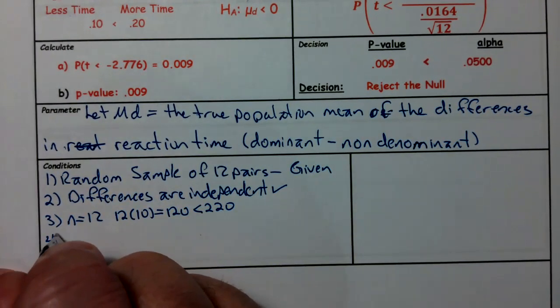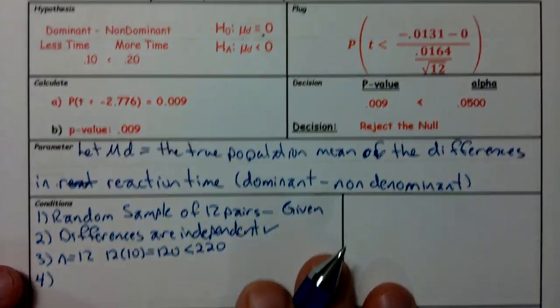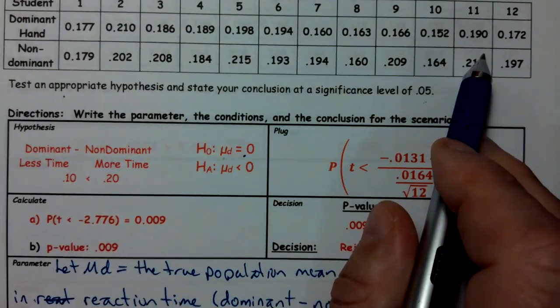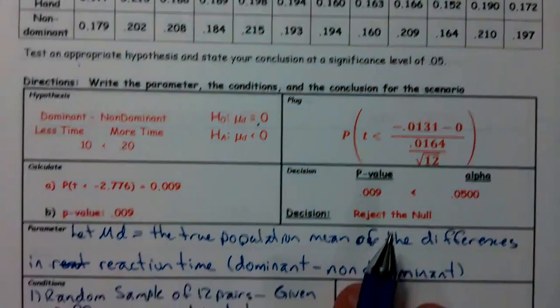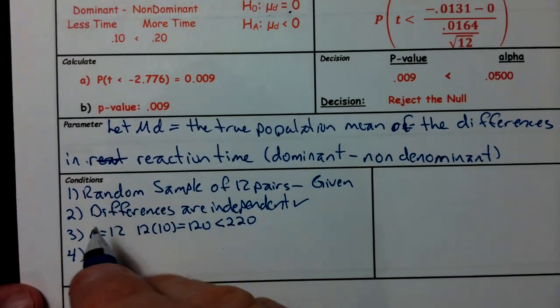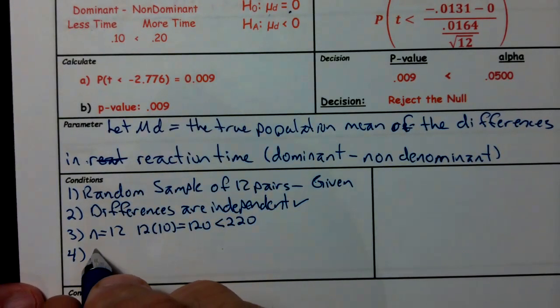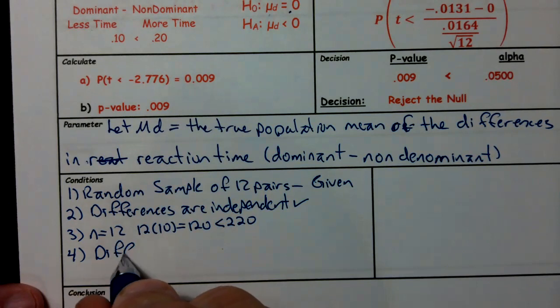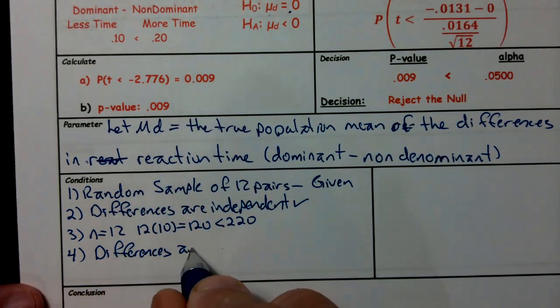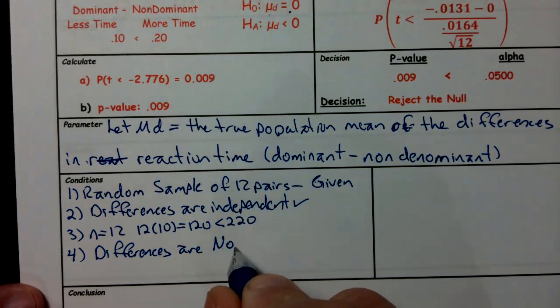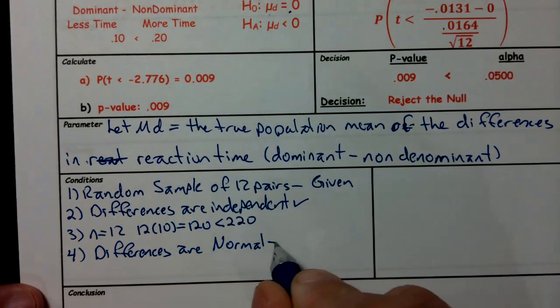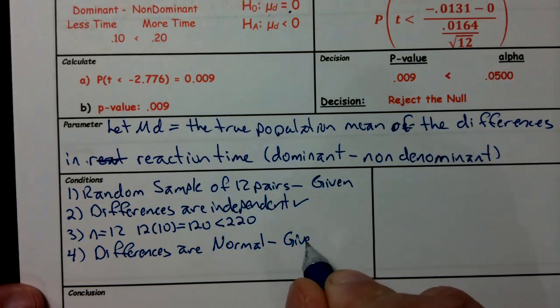And then the question is, are we normal by central limit theorem? And the answer is no, because our sample size is 12, okay? But they told us the differences were normal. Differences are normal, and that was a given. You didn't have to check. I mean, we didn't have to prove that.